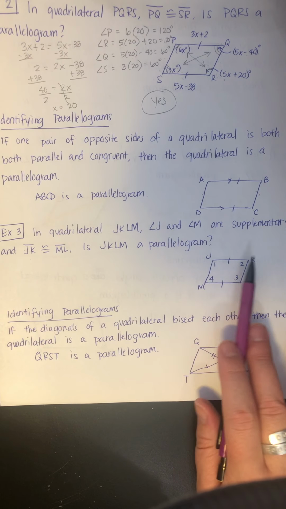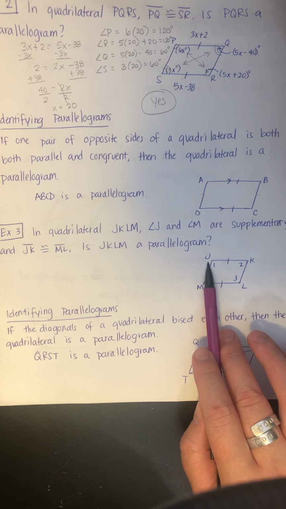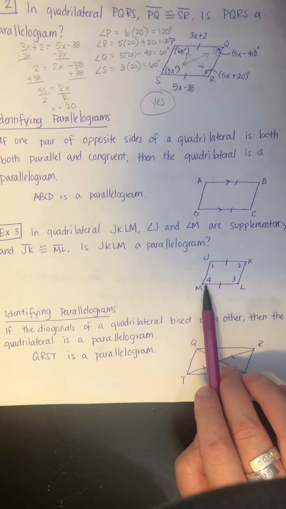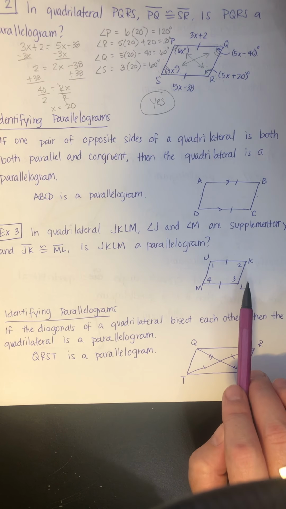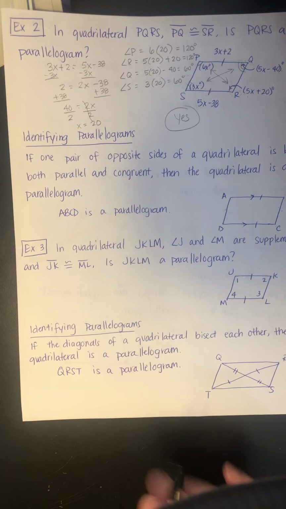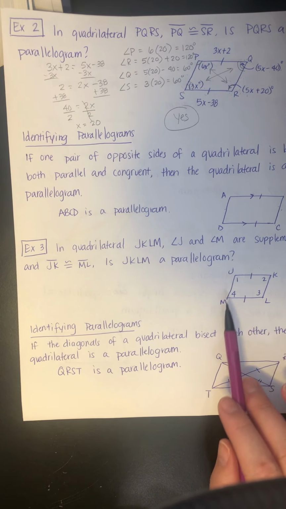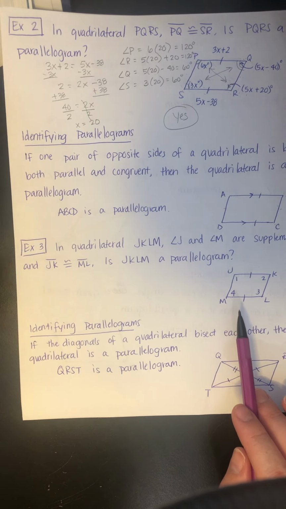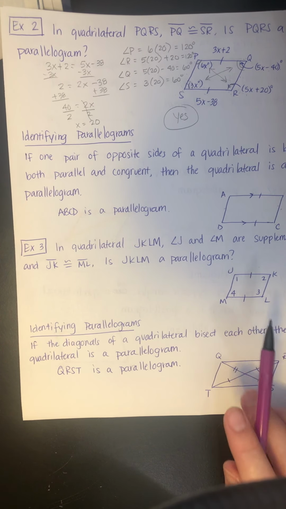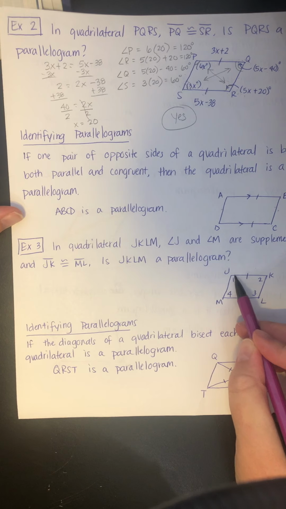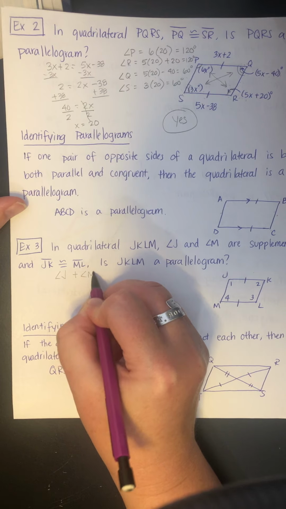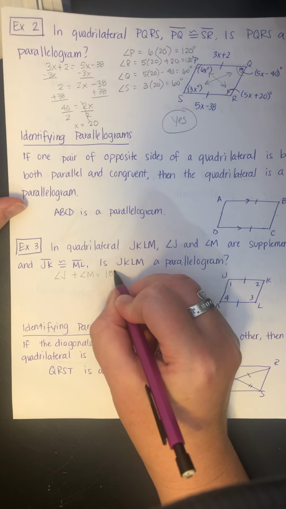So here's our quadrilateral, JKLM. It says angle J and angle M are supplementary and segment JK is congruent to segment ML. Is this a parallelogram? Supplementary, if you don't know what supplementary means, it means that if you add these two angles together, angle J and angle M, it's going to add up to 180 degrees. So angle 1 plus angle 4, they're supplementary, so they're going to equal 180 degrees.